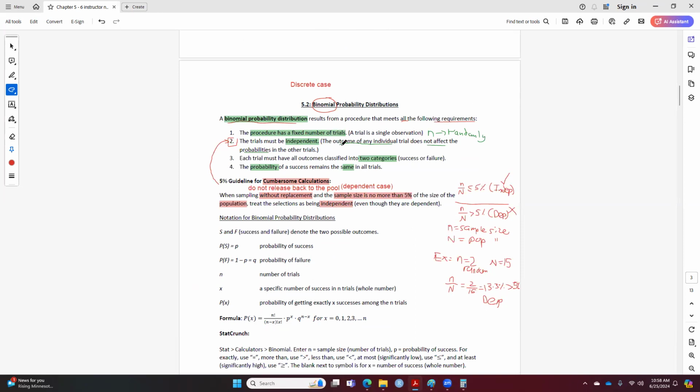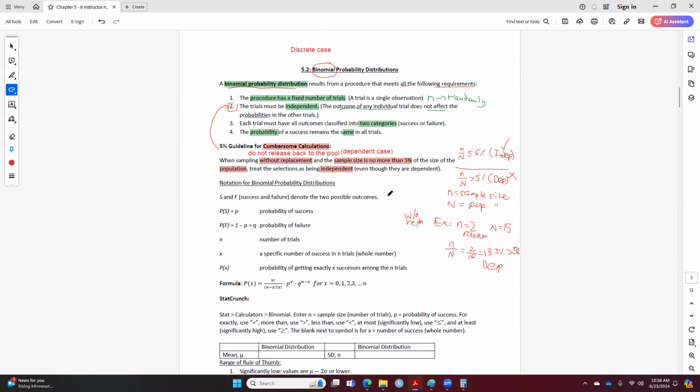Okay. So again, how do we know that we have to use this cumbersome calculation? It's this big keyword, without replacement. So when you hear the words without replacement here, make sure you check these rules. Otherwise, if you don't have it, then you do not have to worry about checking these rules. So this is a big keyword. Make sure you guys know that.